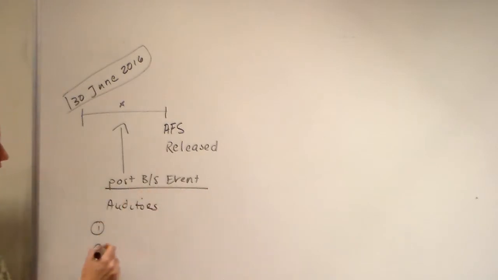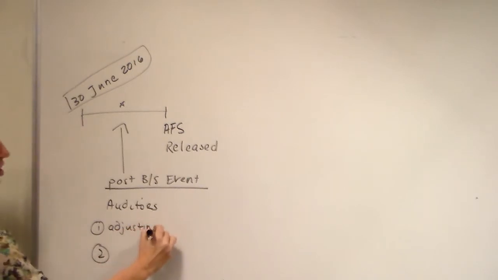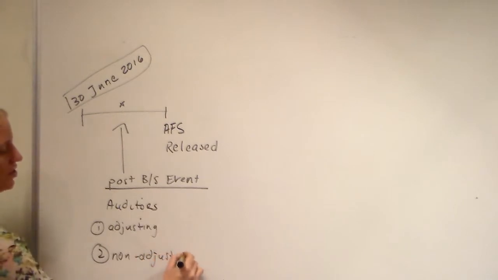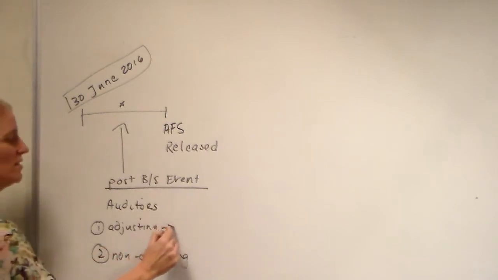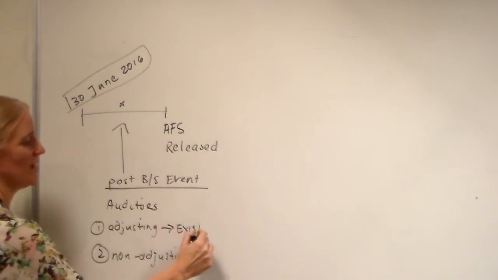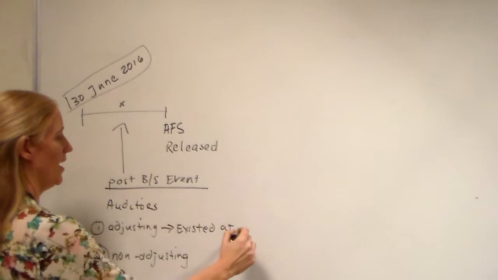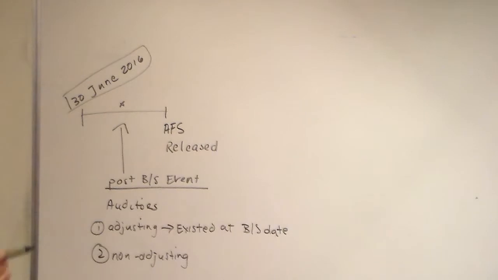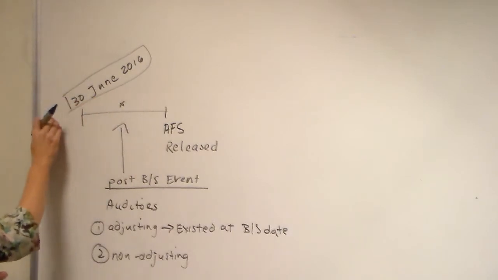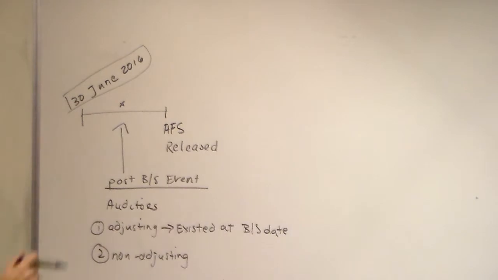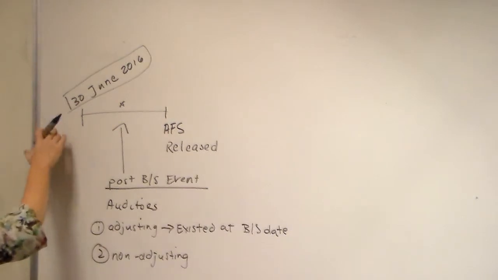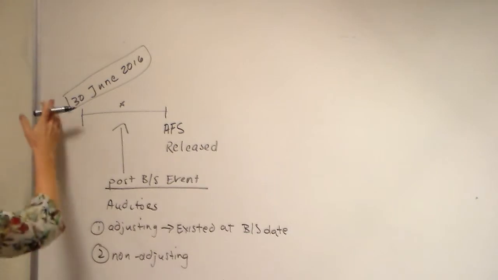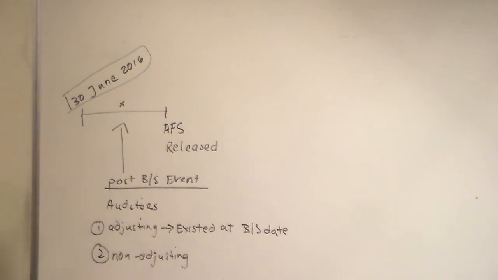So what do you have to do in that circumstance? We basically have two types of post-balance sheet events. We have those that are adjusting, and we have those that are non-adjusting. So basically adjusting post-balance sheet events are those that existed at balance sheet date. Okay, at balance sheet date. So when I say existed, these invoices were in fact for before the year end. They existed because of a sale that took place before year end. So therefore we need to make an adjustment.